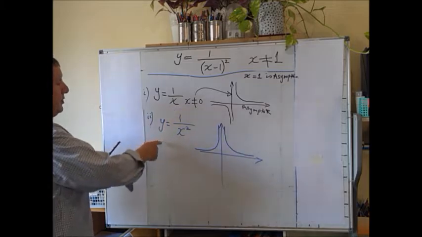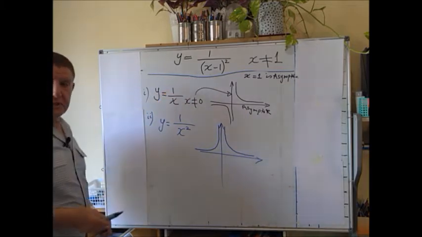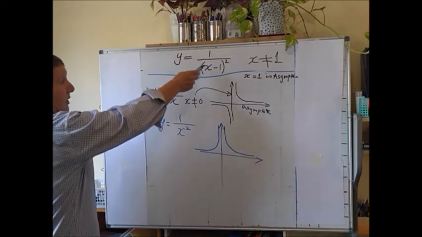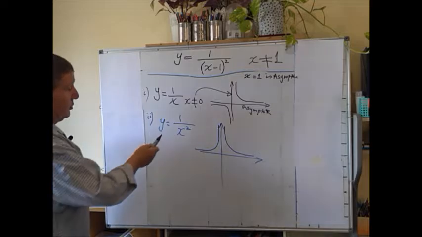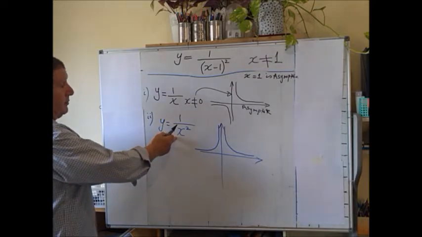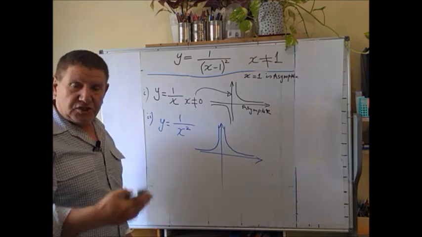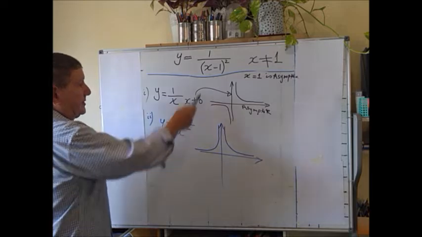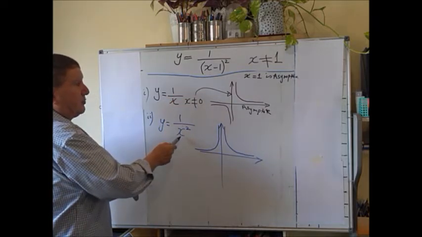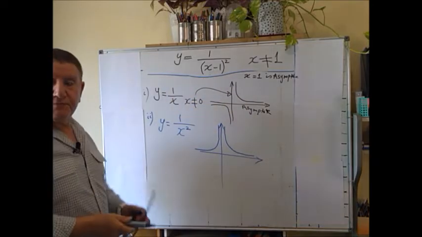So we continue so that we arrive at the sketch of the function we are after, that is y equals 1 over (x minus 1) squared. From transformation and translation, you can see that this will have the same graph as this one, but it moves to the right by 1 unit.